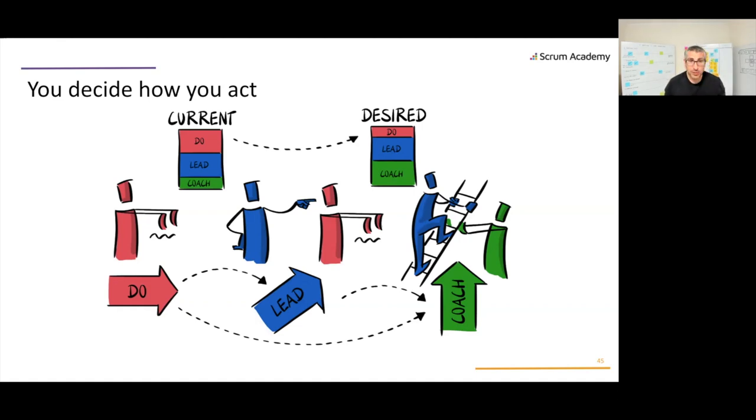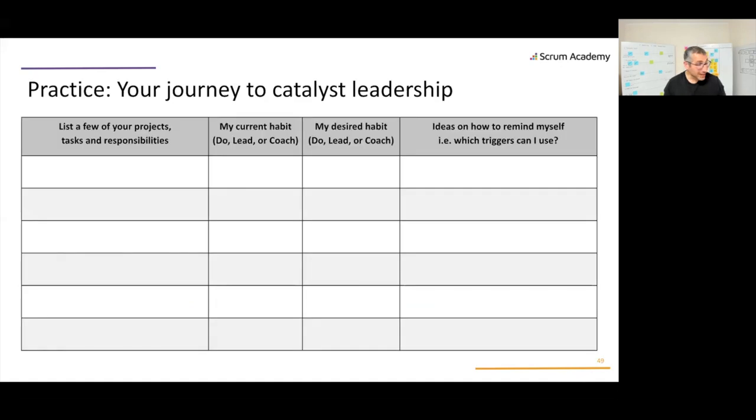So what I recommend people to do is to look at this sheet here. Sorry for skipping some slides, but this is the one that I actually wanted to share with you. Listing some of your most important projects and responsibilities that you have. Listing in the next column, what are your current habits? Is it primarily do, lead, or coach? My guess is there will be a lot of do, maybe a bit of lead. And what is your desired habit?